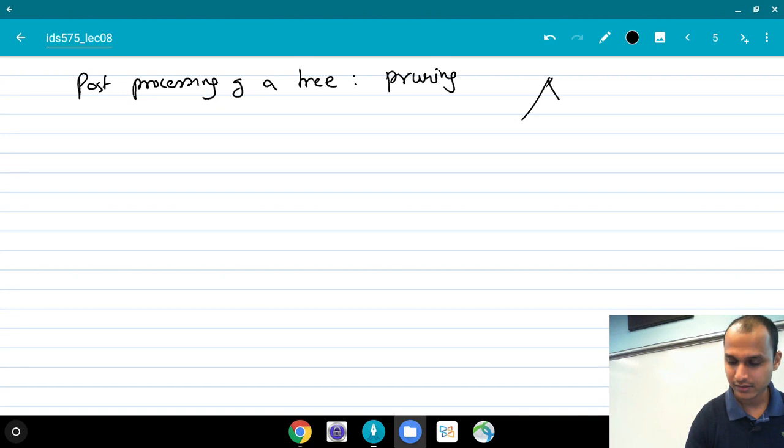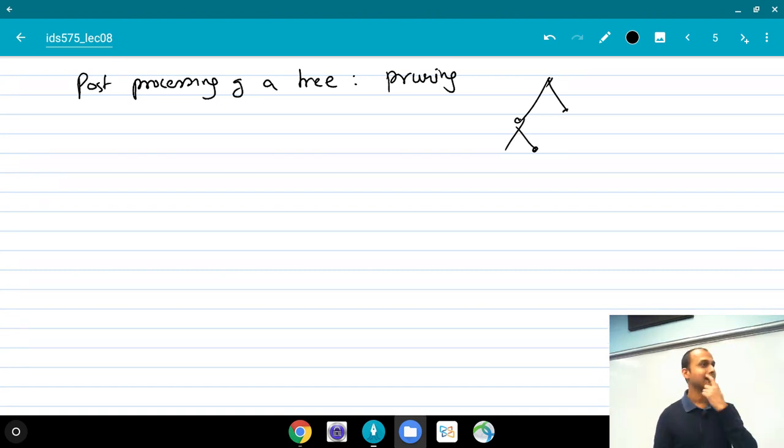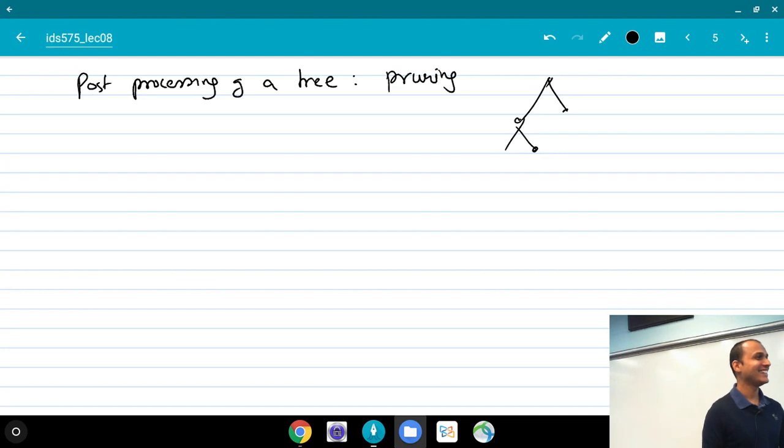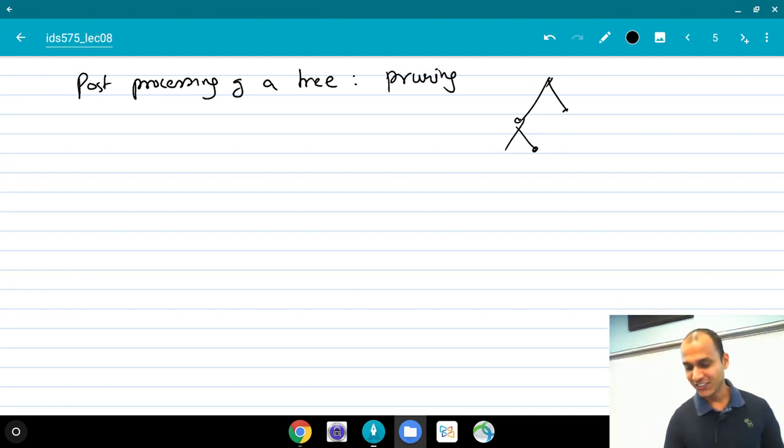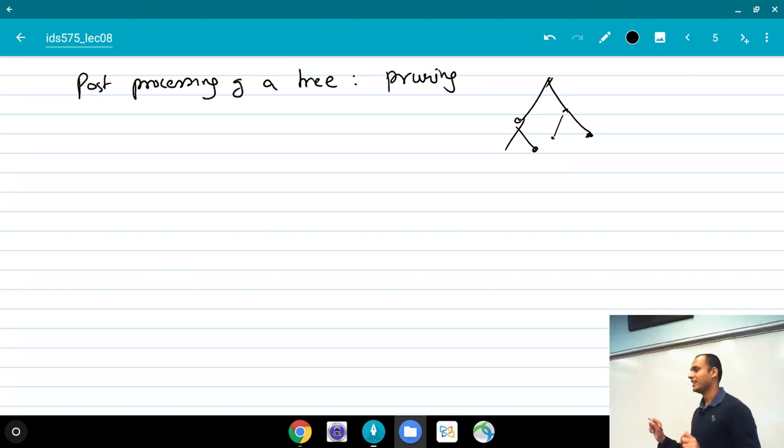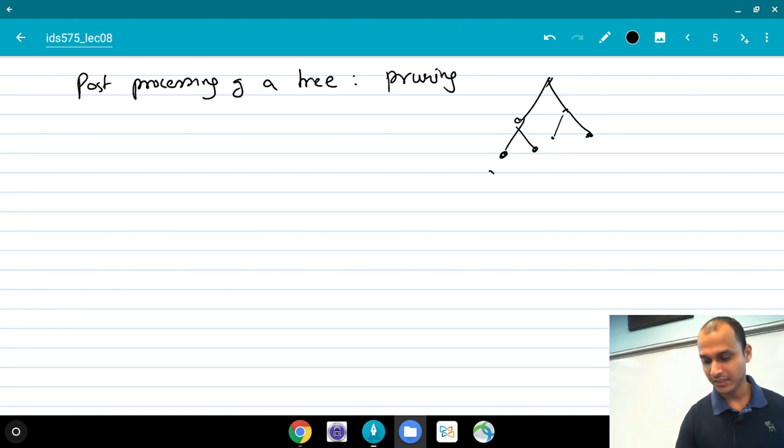So why is it called a tree, by the way? It looks like an inverted tree. It's called a tree because there's only one path between any two nodes, or there are no cycles, basically. For example, from this node X to this node Y, there's only one path. You have to go up and down. So that's why it's called a tree.